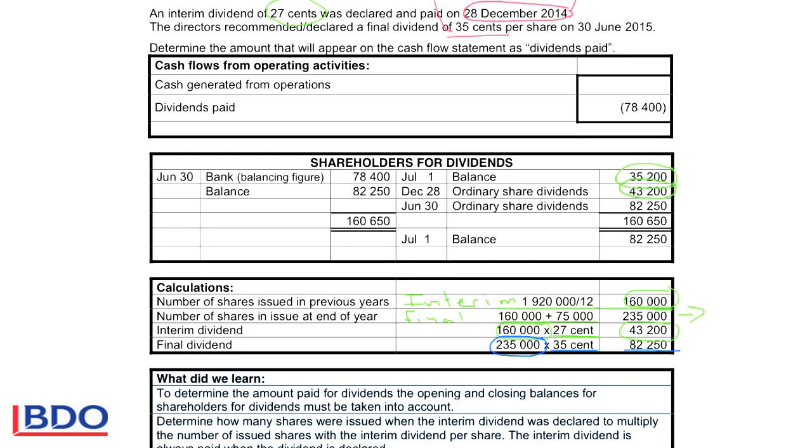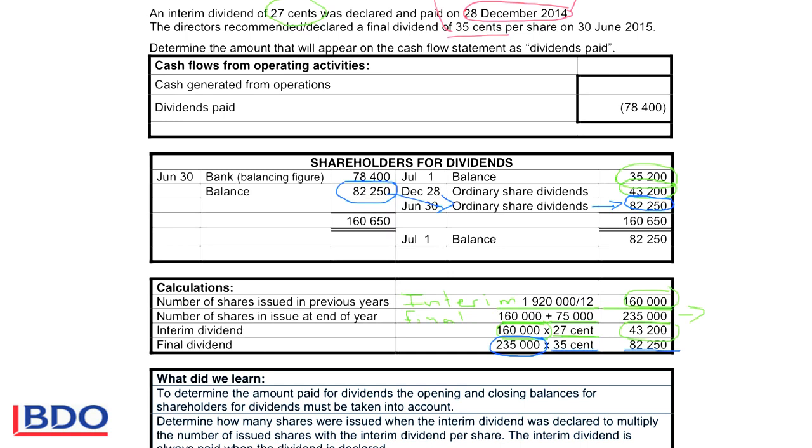Who do we owe the money to? To the shareholders. And I will credit my shareholders account with the 82,250. Now this closing balance, because the dividends was only declared at the end of the year and it was not paid, it means that the closing balance in the shareholders will be equal to that final dividend that was declared. So sometimes they don't tell you what is the final dividend declared. They just say that there is an amount declared, but they give you the 82,250.